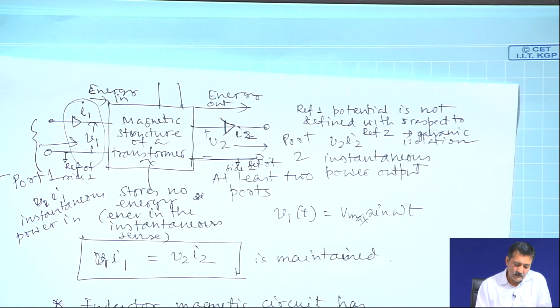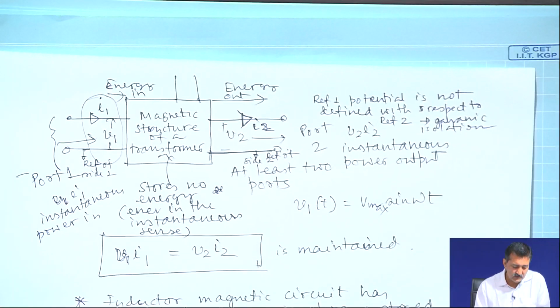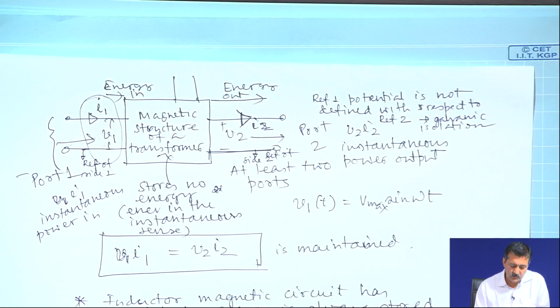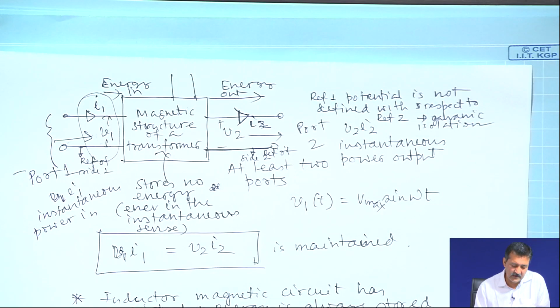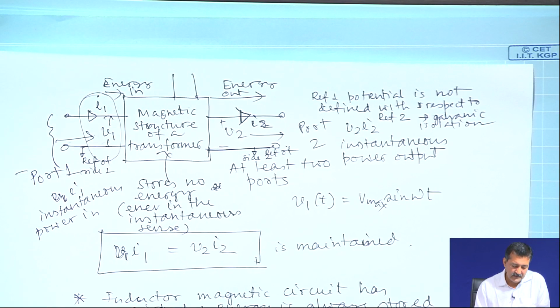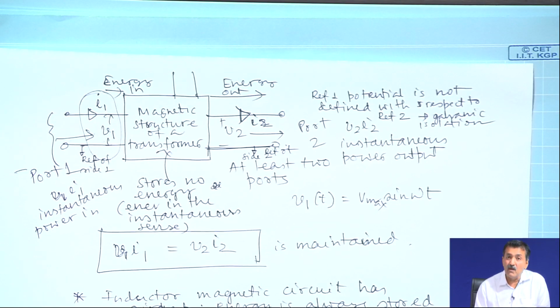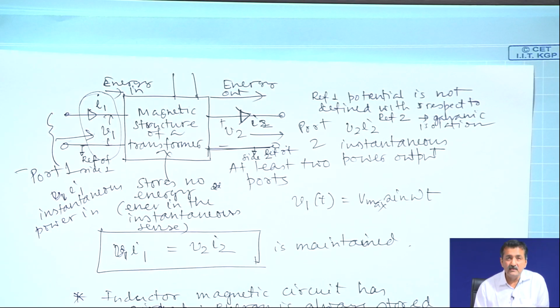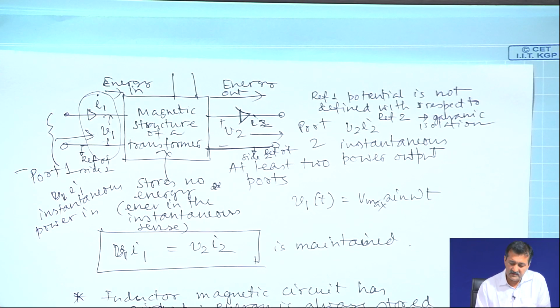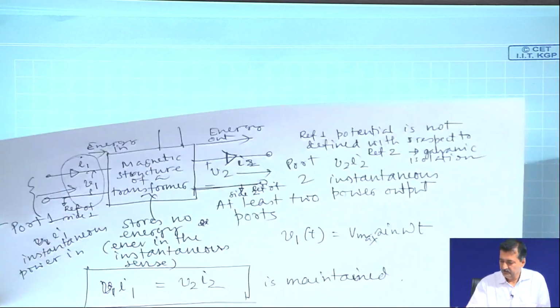So, this is to be remembered that the transformer's basic objective is to produce galvanic isolation and transfer power with the scaling of voltage. So, this is the basic objective of a transformer.